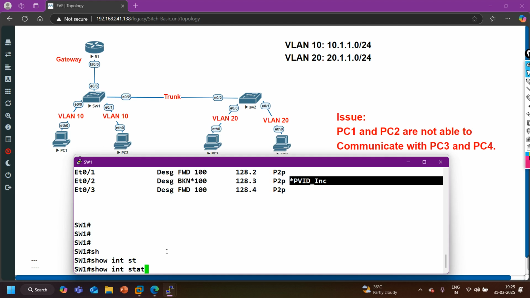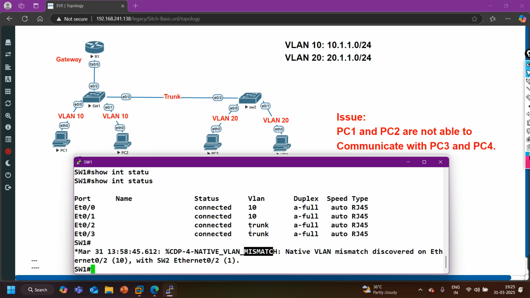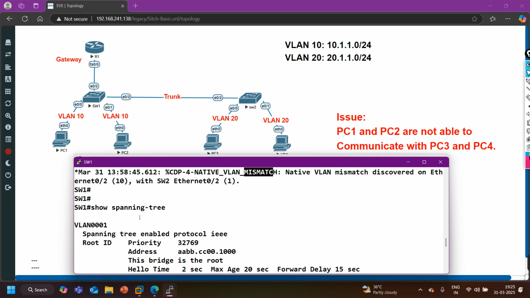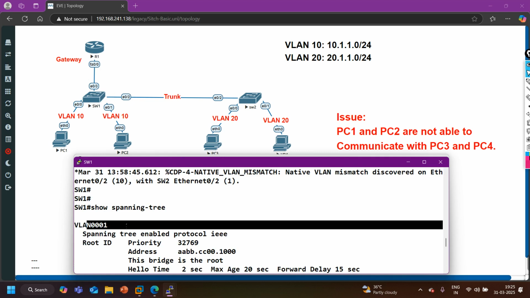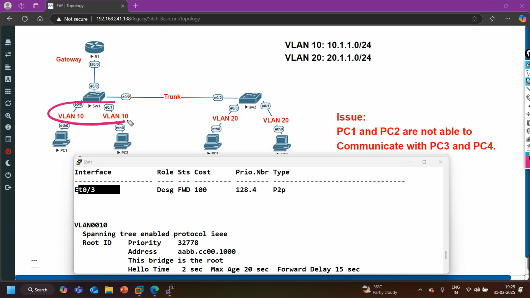So interface status for 0/2 is showing connected and the port is trunk, but in STP we are able to see this port is in blocking state. Even the VLAN 1 instance is not running on the 0/2 port. STP for VLAN 1 is only running on the 0/3 interface, right? Because these two ports are access ports for VLAN 10, and on this interface the STP instance for VLAN 1 is not running. That means guys, VLAN 1 is not allowed on this trunk link.